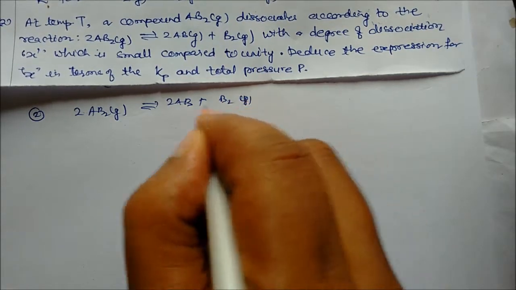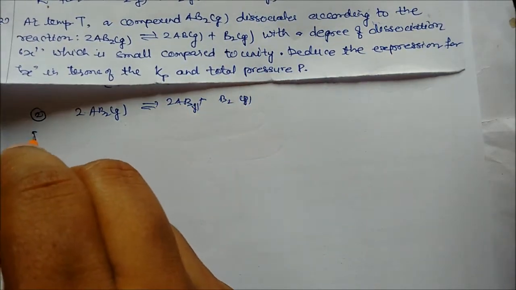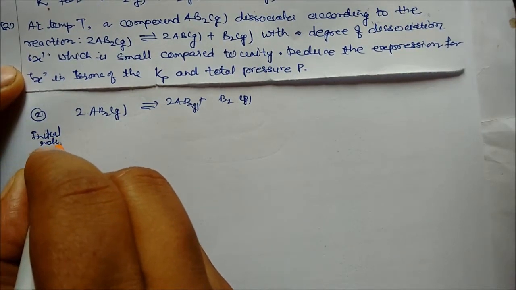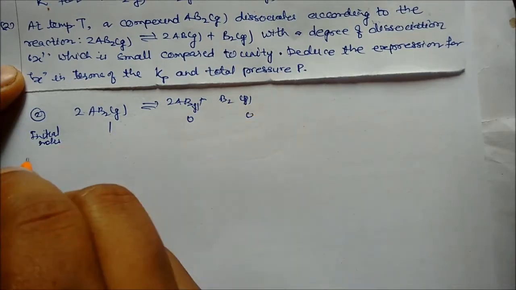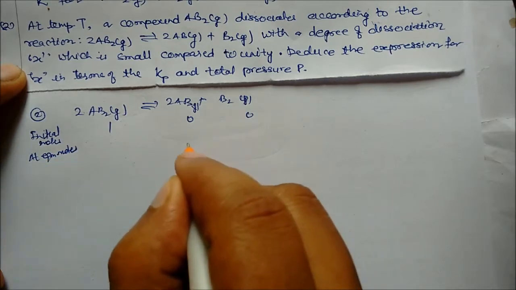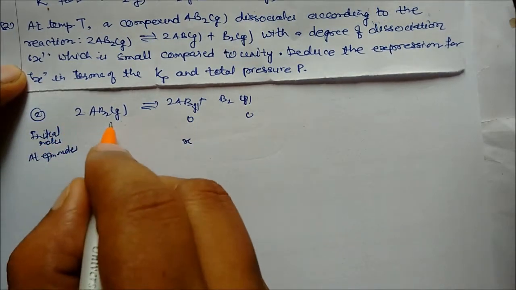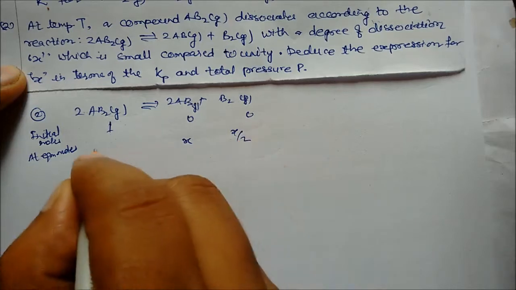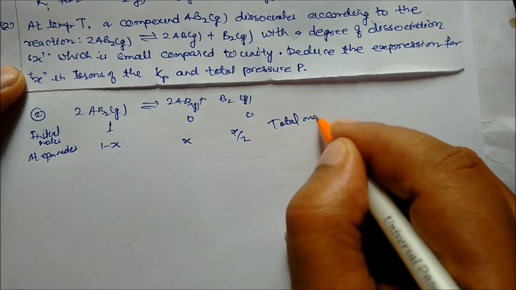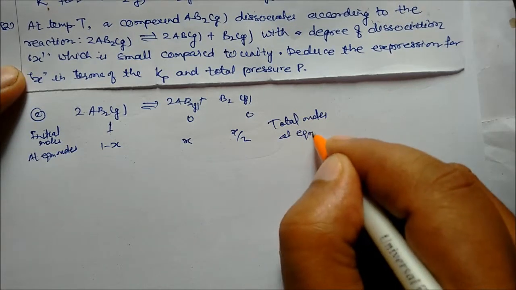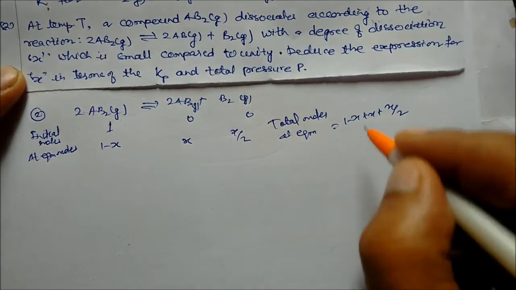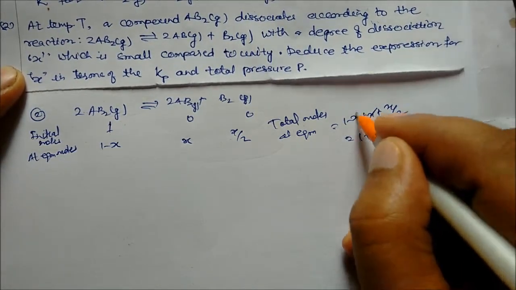So all these are in gas. So initial moles will be how much? Initial moles will be 1, 0, 0, and moles at equilibrium will be, if you are taking 1 mole, x for AB, x upon 2 for B2, and 1 minus x. So total moles at equilibrium will be 1 minus x plus x by 2, so the total will be 1 plus x upon 2.